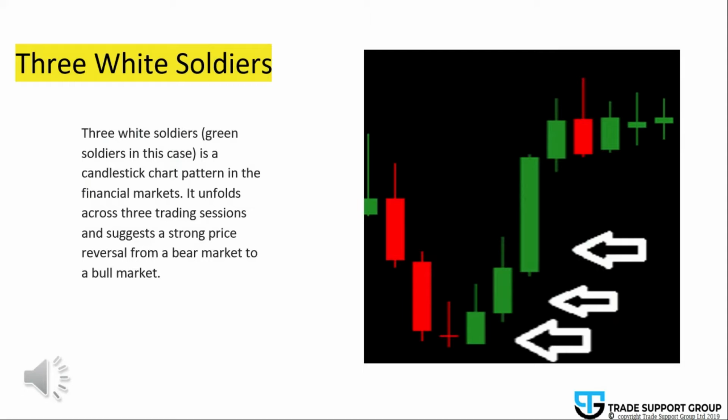The next candlestick pattern are the three white soldiers. In this case, they're green. These are a candlestick chart pattern in the financial markets that unfold across 3 trading sessions, and it suggests a strong price reversal from a bear market to a bull market.